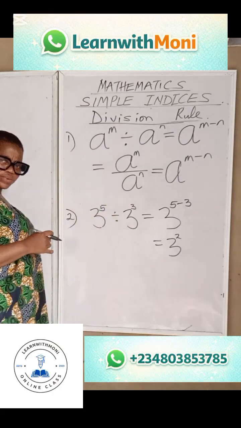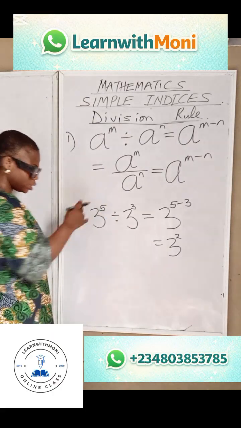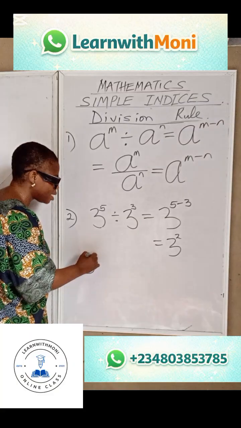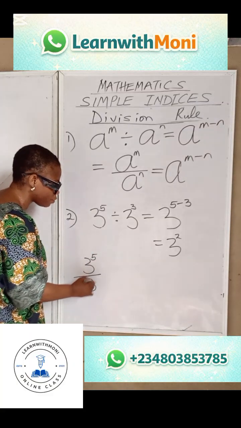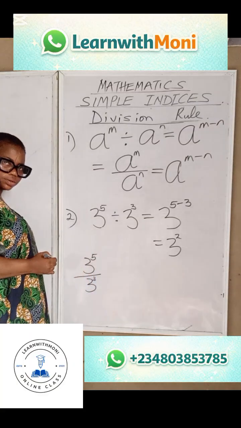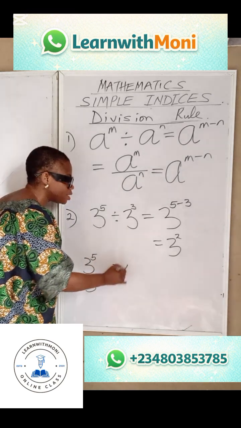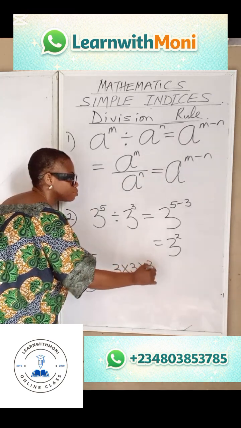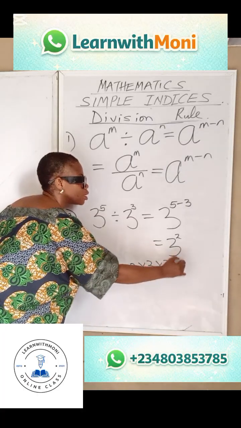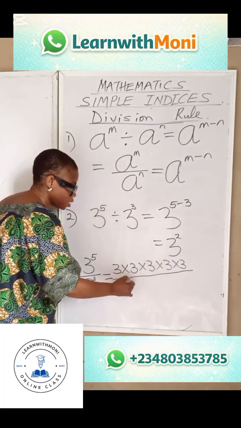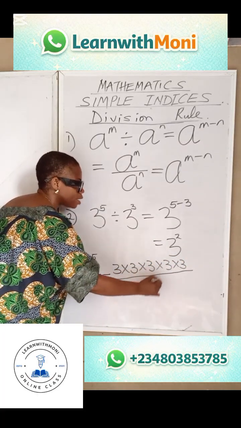Let us confirm if this law is true. 3 raised power 5 divided by 3 raised power 3 means 3 raised power 5 over 3 raised power 3. Do you agree? 3 raised power 5 means 3 multiplying itself 5 times. And 3 raised power 3 means 3 multiplying itself 3 times.